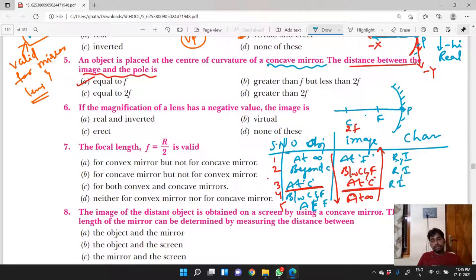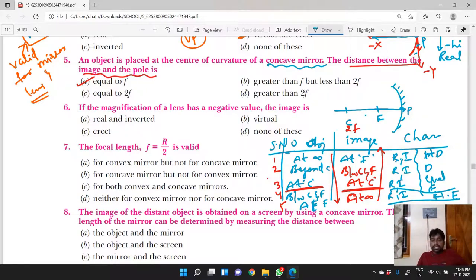Here also real, inverted. Here also real, inverted. Coming to their magnification. When the object is placed at infinity, the image is very small, a highly diminished image will form. Next, a diminished image will form. Next, equal to the size of the object will form. Next, an enlarged image will form, or we will call it magnified. Next, a highly enlarged image will form.